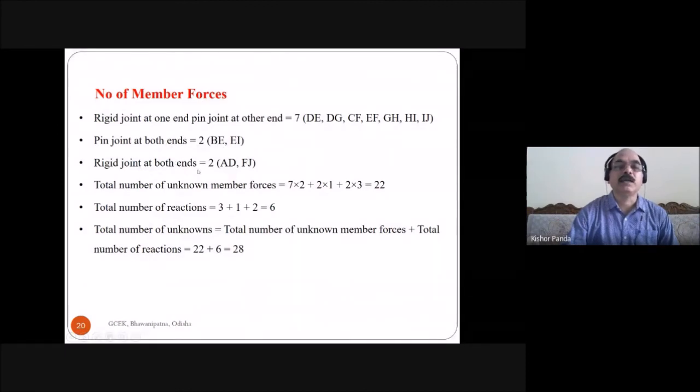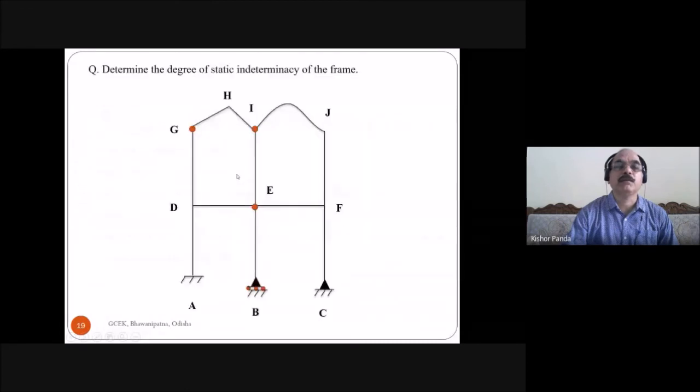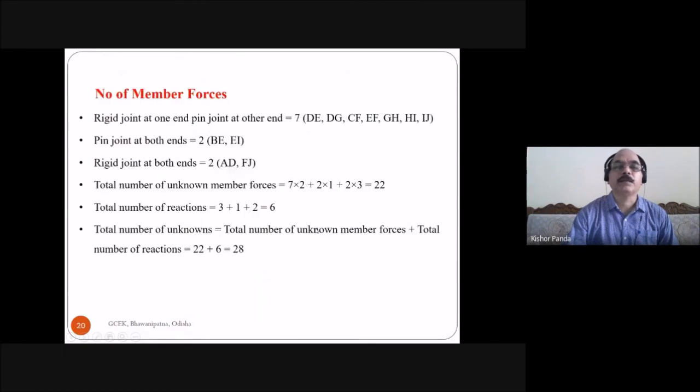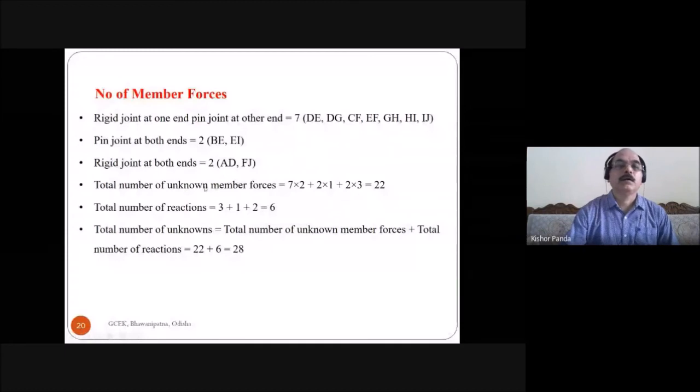Then rigid joint at both ends. Count rigid joint at both ends. This is rigid joint, this is rigid joint, 1. Then this one, this is rigid joint and this is rigid joint, 2. They are AD and FJ. So 2. Then you find out the total number of unknown member forces.